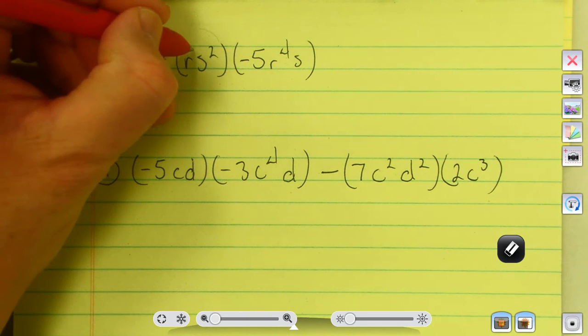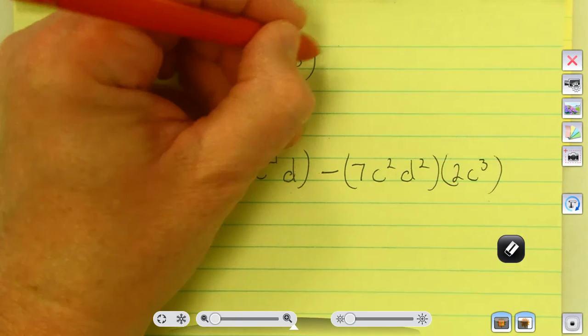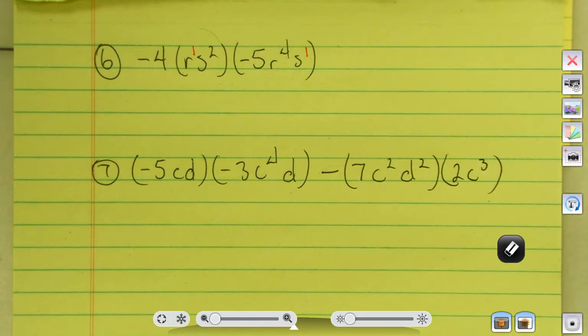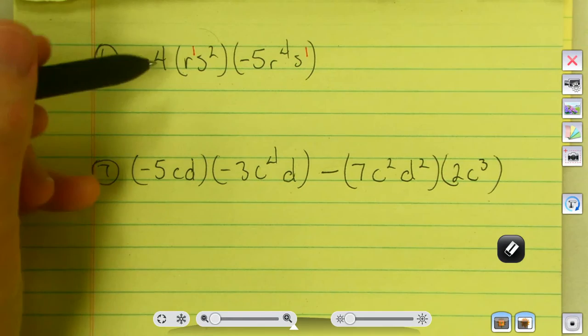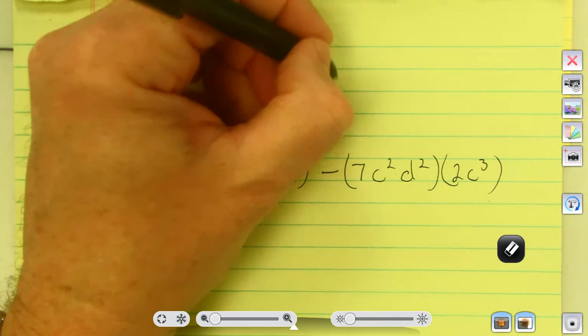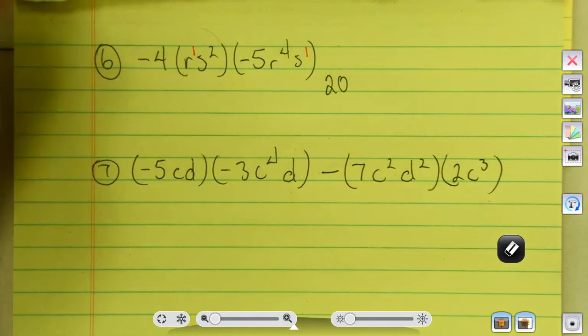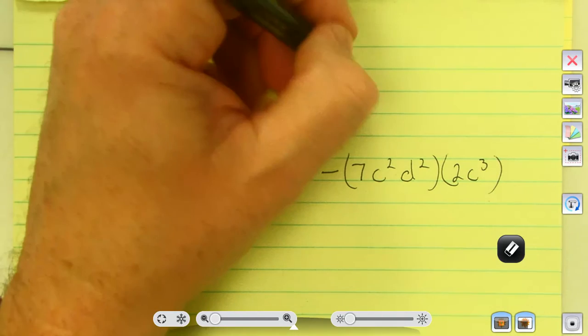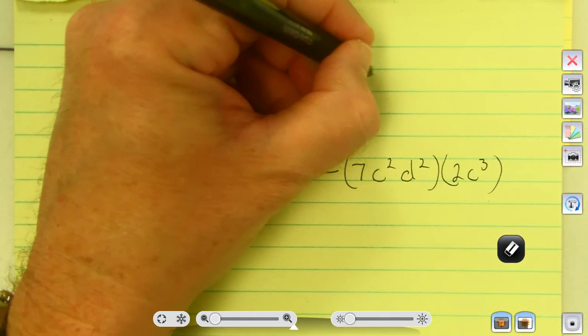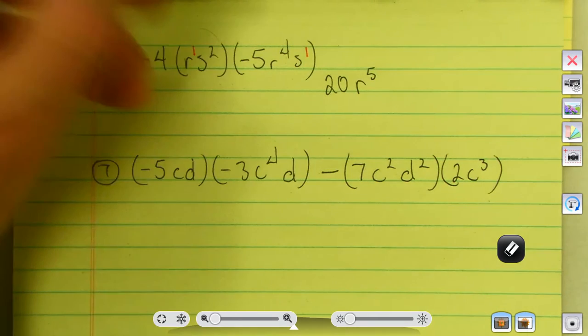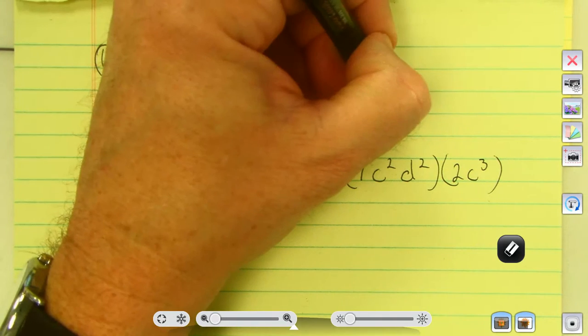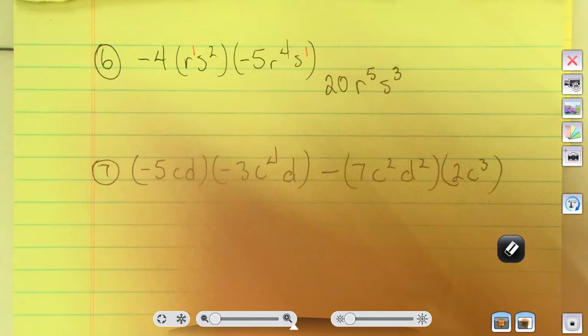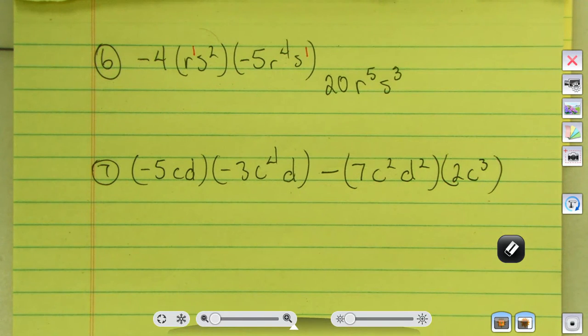Go ahead and raise r to the first power, s to the first power, just so that I've got that in there. Negative 4 times negative 5, positive 20. R to the first times r to the fourth is r to the fifth. S squared times s to the first, s to the third. That brings us to number 7.